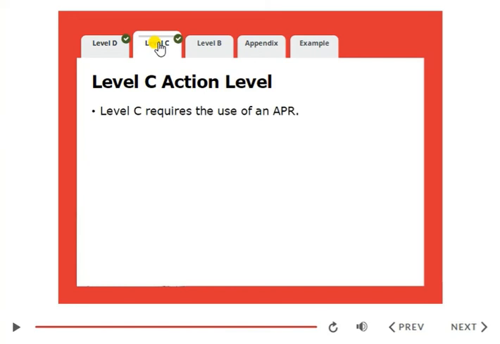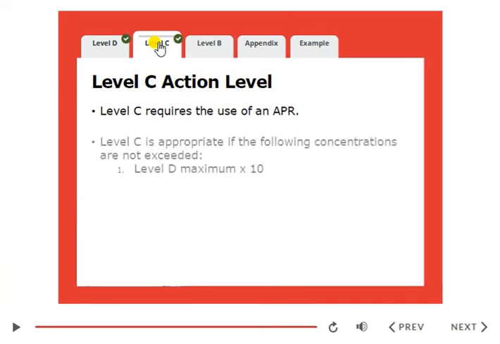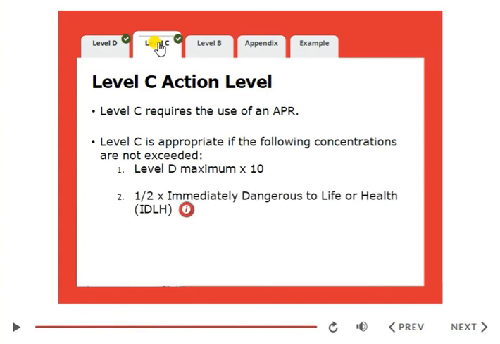Level C requires the use of an APR. There are 3 values that determine if Level C protection is appropriate. The first is 10 times the Level D maximum. The second way is half of the IDLH, or immediately dangerous to life and health value. IDLH values can be found in the previously mentioned OSHA tables, on the Canadian Ministry websites, or in the ACGIH TLV booklet. If you have a question about this value, you should reach out to your health and safety manager.